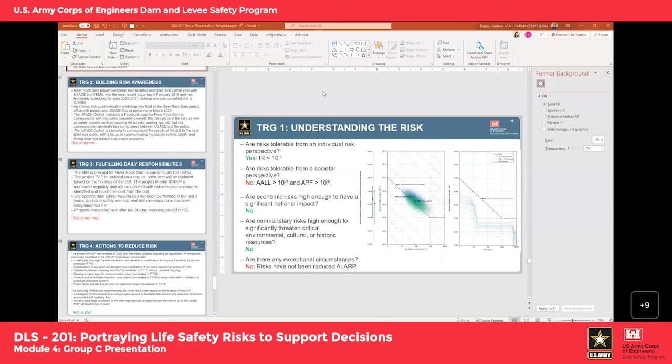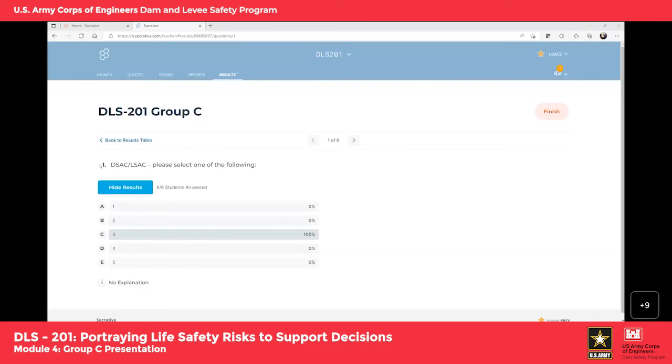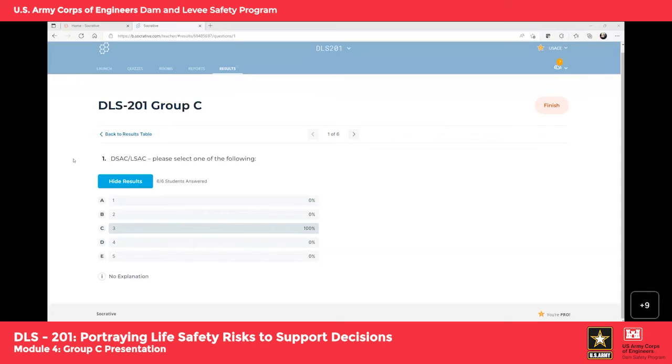I was wondering if this might be helpful if I just show 1, 2, 3, and 4 at the same time. You may or may not be able to read what I'm sharing. That's helpful to me, thanks. All right, so it looks like unanimous 3.